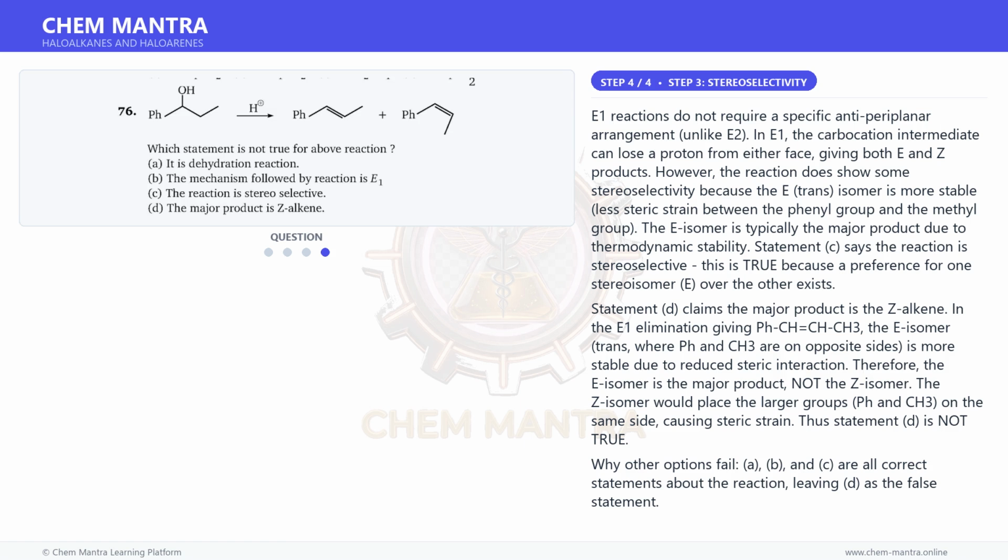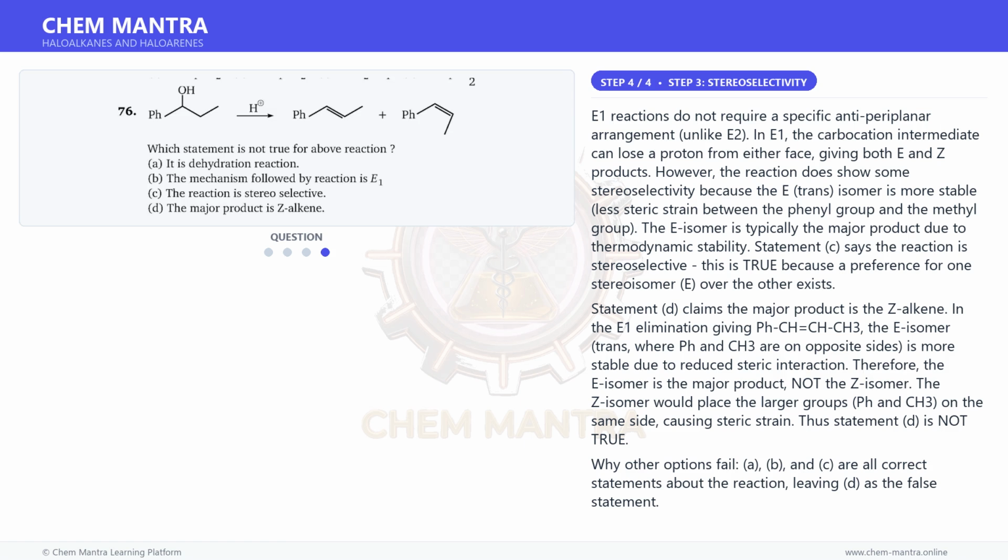Therefore, the E isomer is the major product, not the Z isomer. The Z isomer would place the larger groups, Ph and CH3, on the same side, causing steric strain. Thus statement D is not true.